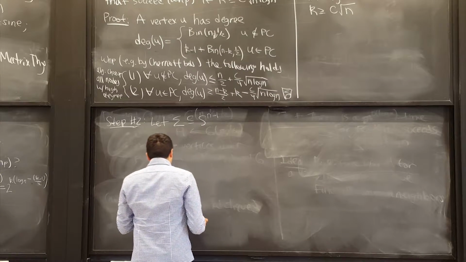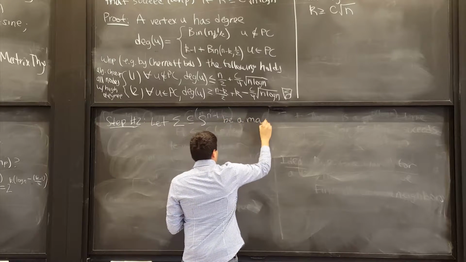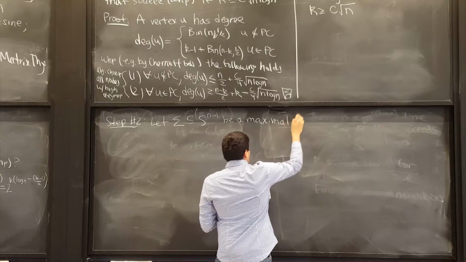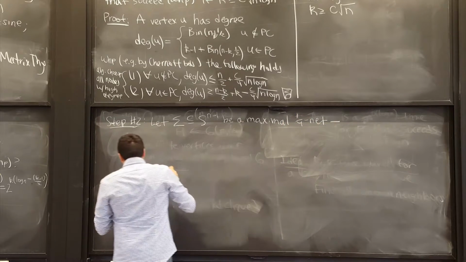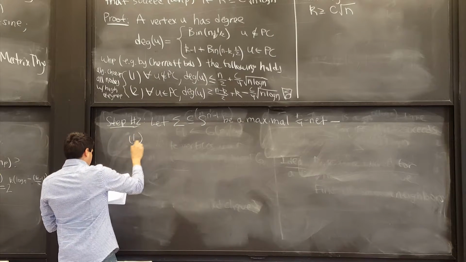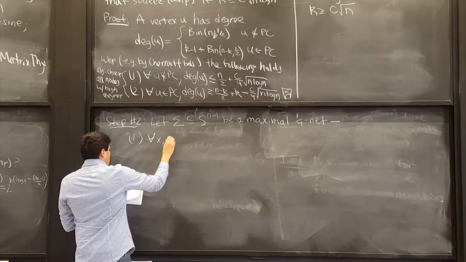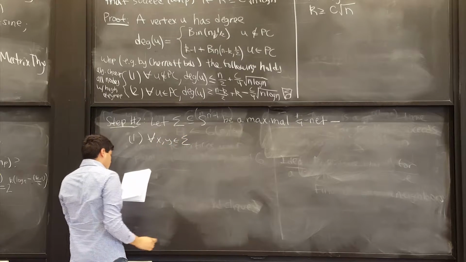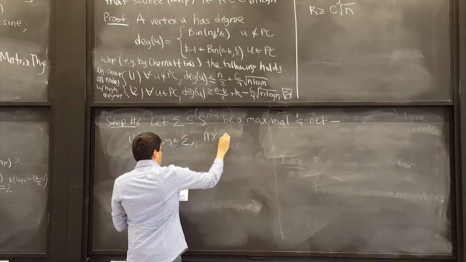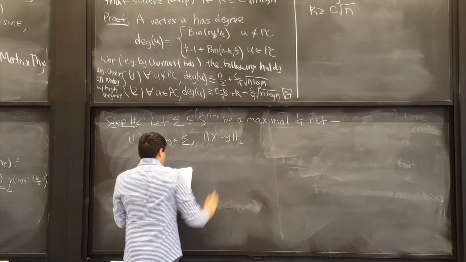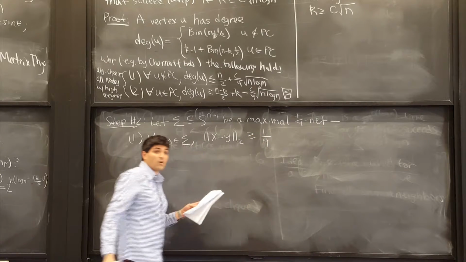So this set sigma, what we want is what's called a maximal 1/4 net. What do I mean by that? It has the following two properties. For starters, every pair of vectors in this set, which are themselves unit vectors, have to be at least somewhat far apart from each other. When we look at their Euclidean norm, the distance between them is at least 1/4.